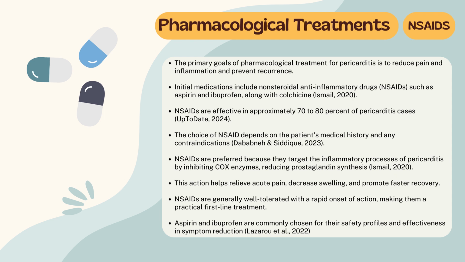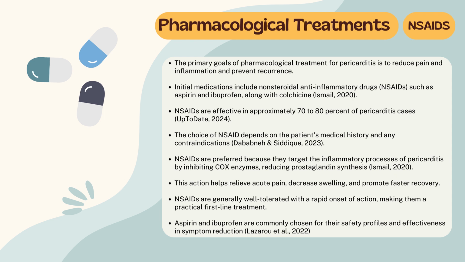The choice of which NSAID to use is dependent on the medical history of the patient, alongside potential contraindications which would prevent certain medications from being administered. NSAIDs are preferred in the treatment of pericarditis because they directly target the inflammatory processes that underlie the condition.